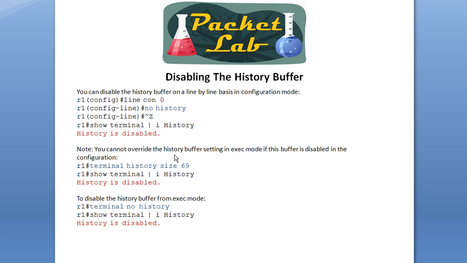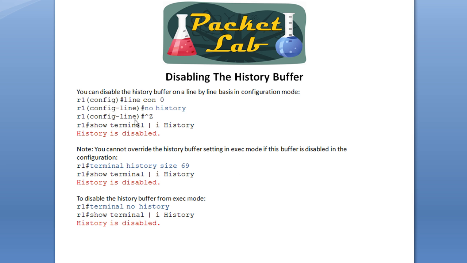So this next note says you cannot override the history buffer setting in exec mode if the buffer is disabled in the configuration. That's not quite true. What you can't do is set a history size if the history is disabled under the line, rather. So in this case, we've disabled history under the console line. We're logged in on the console line. We tried to change the history size to 69 and we can see that it does not take because history is disabled.